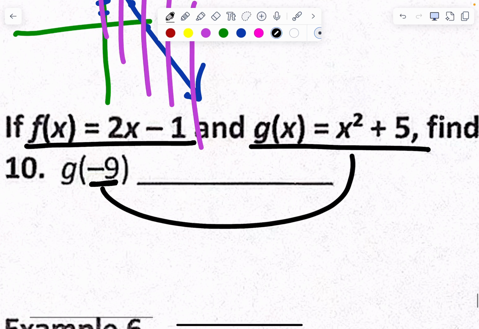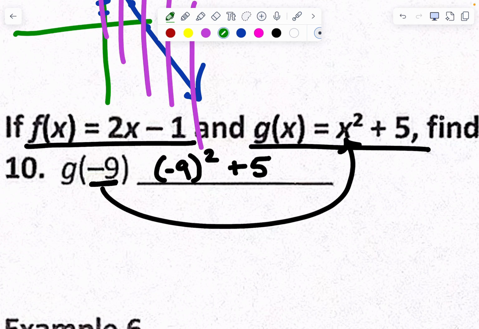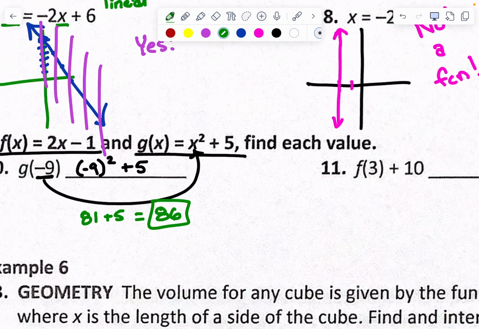Plugging -9 in where? For x on g, right? So I'm plugging -9 in there, and that's -9 squared plus 5. If I do -9 squared, is that positive 81 or negative 81? Positive, because you're squaring the negative, right? Negative times a negative makes a positive. So that's 81 plus 5, and that is 86. Boom.